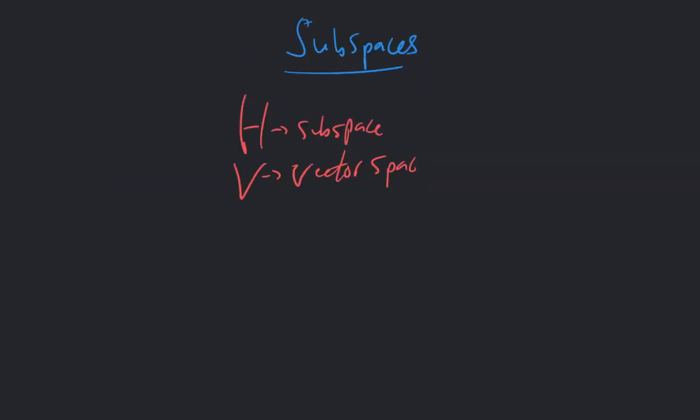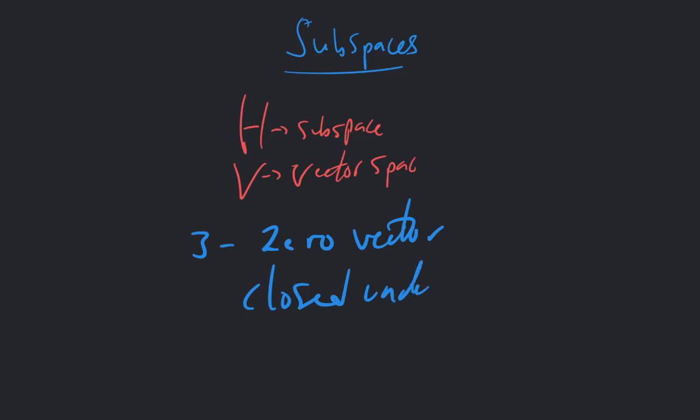Subspaces are a little not easier, but they have only 3 rules. So they have the zero vector, and then closed under addition, and then closed under scalar multiplication.